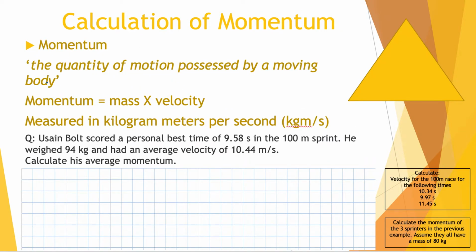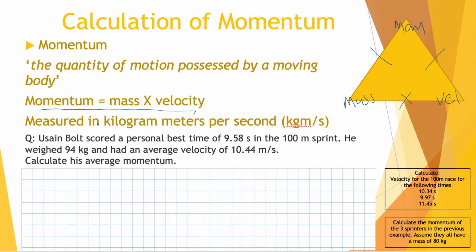Okay, so next one, momentum is the quantity of motion possessed by a moving body, and the equation is mass times velocity. So again, if they asked me for mass and gave me momentum and velocity, I should be able to calculate that knowing the equation: momentum is mass times velocity. If I wanted to know velocity, it will be momentum divided by mass. If I wanted to know mass, it will be momentum divided by velocity. But I only need to remember this one, okay?